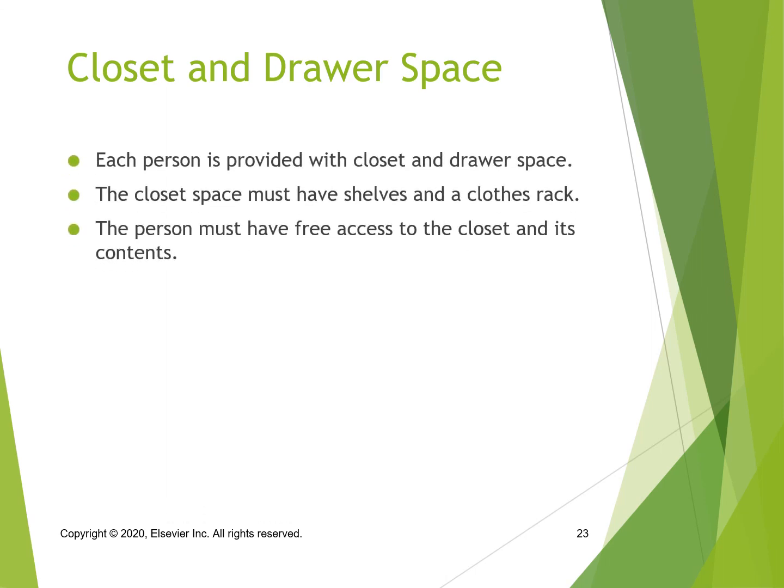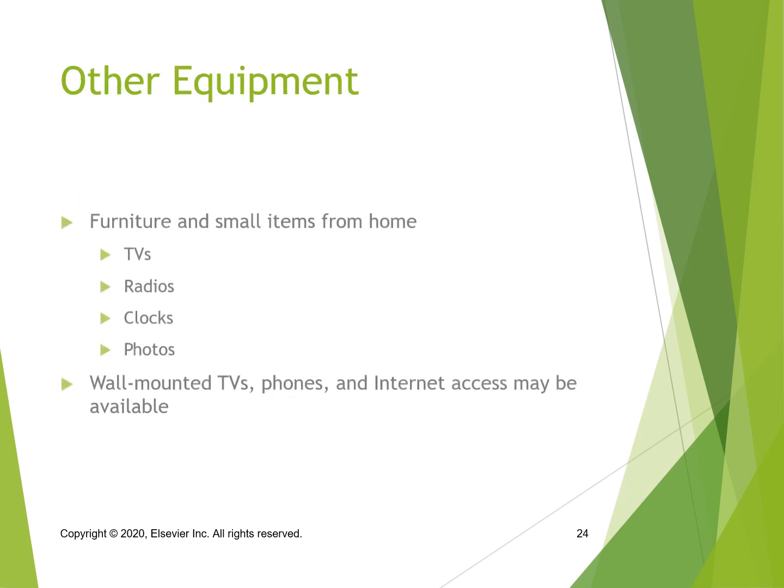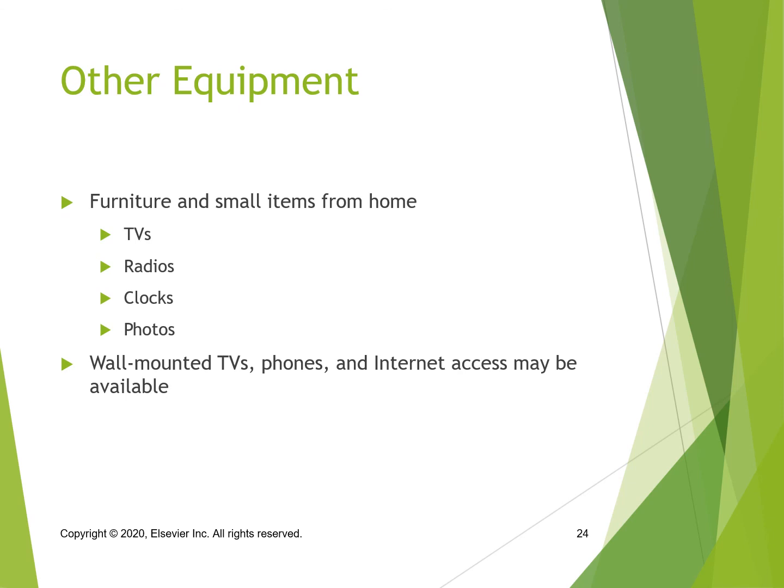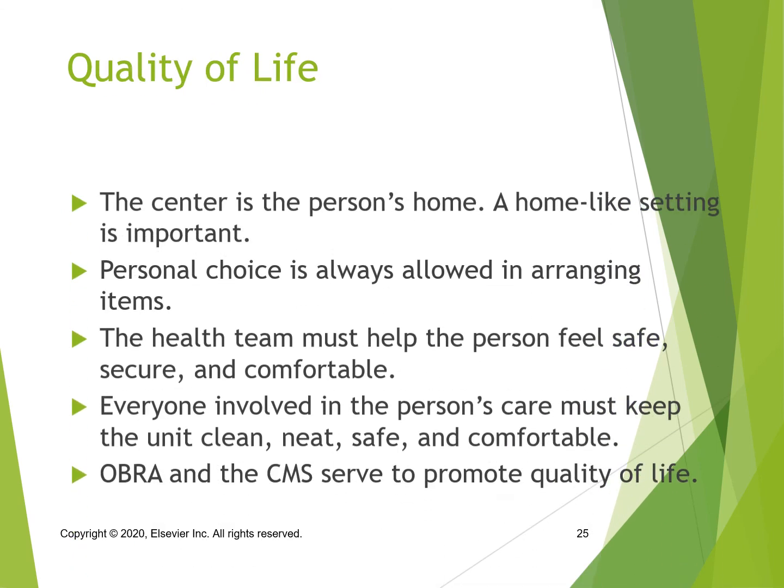Closet and drawer space. Each person is provided with closet and drawer space. The closet space must have shelves and a clothes rack. The person must have free access to the closet and its contents. Other equipment, furniture, and small items from home, like televisions, radios, clocks, photos, a wall-mounted television, phones, and intercom access may be available.